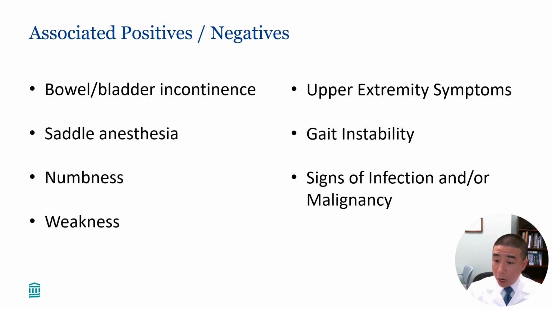Don't miss signs of other pathology as well. Are there upper extremity symptoms? Is there gait instability? Is there anything to suggest a tandem stenosis where they might have cervical or thoracic stenosis and a myelopathy? You obviously want to know that beforehand if you're thinking about a lumbar procedure. And then finally, any red flag signs, signs of infection or malignancy, such as unintentional weight loss, fevers, or night sweats, that type of thing.